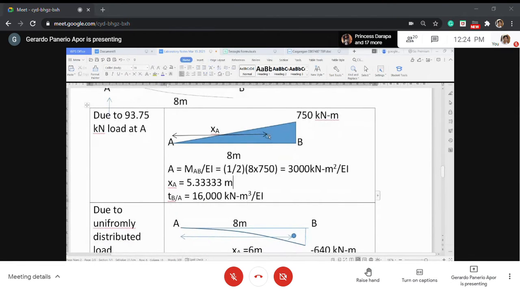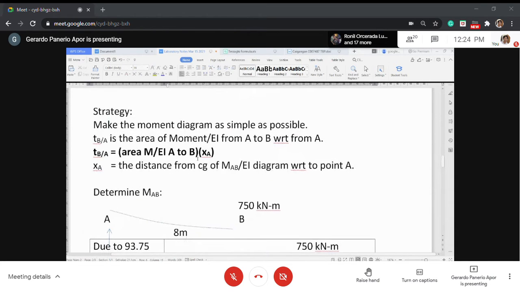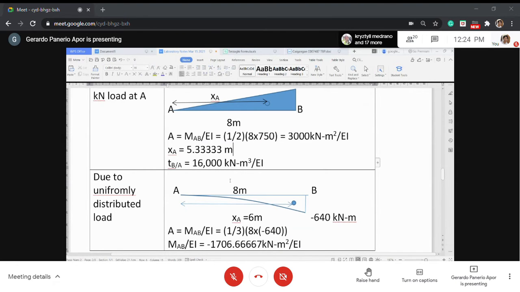So you look for the centroid of this triangle, and then the distance from A is 5.333. Using the formula, you have to multiply the area of M over EI times XA, which is 5.333. It becomes 16,000 kilonewton meter cubed over EI.